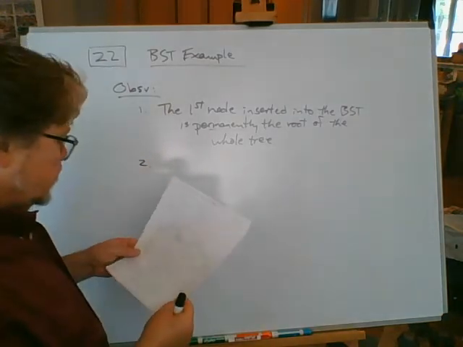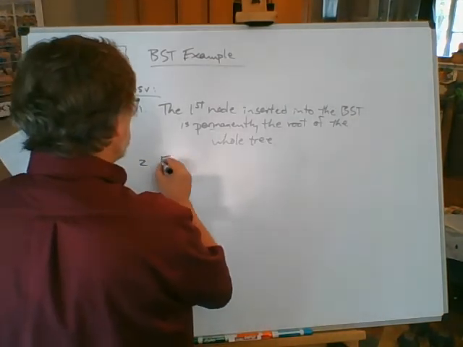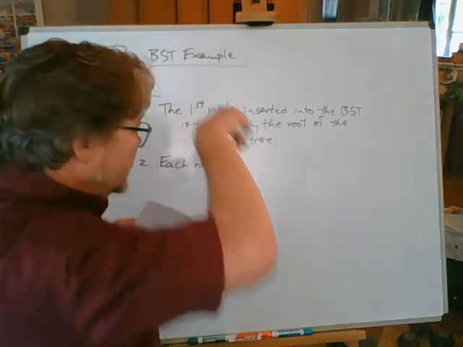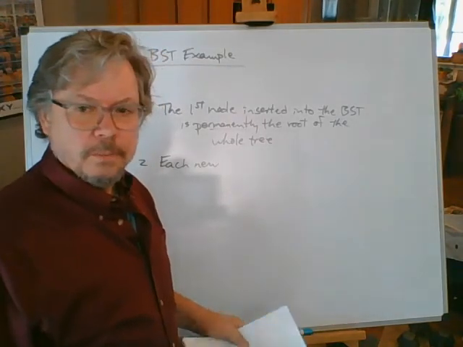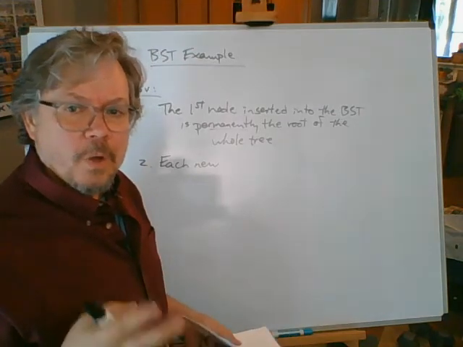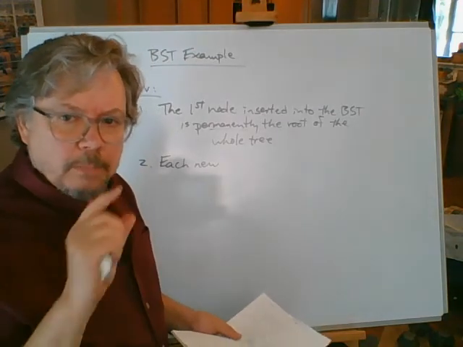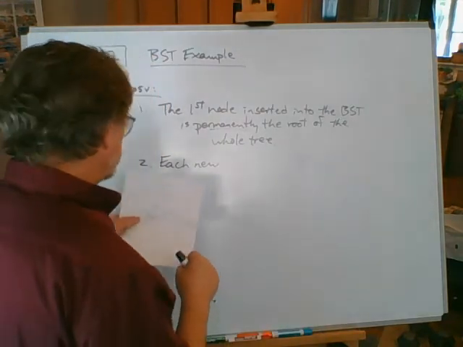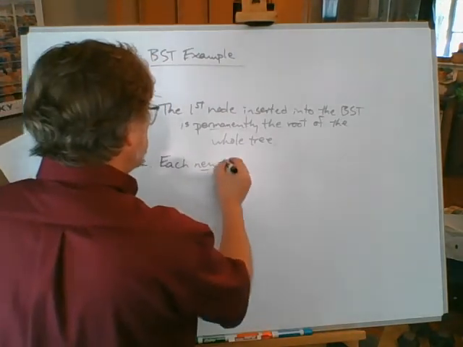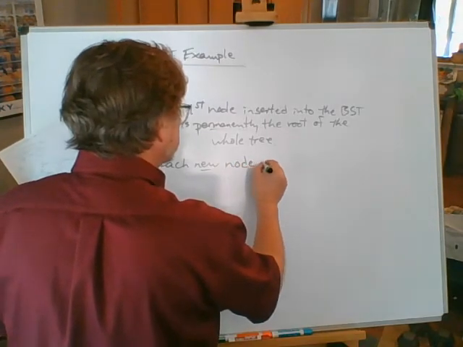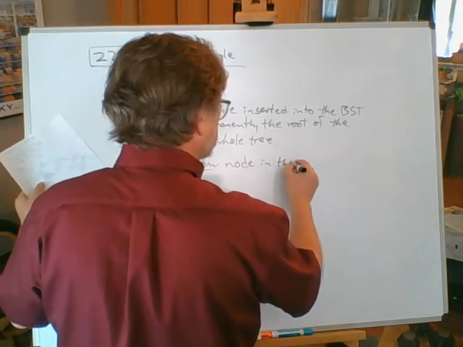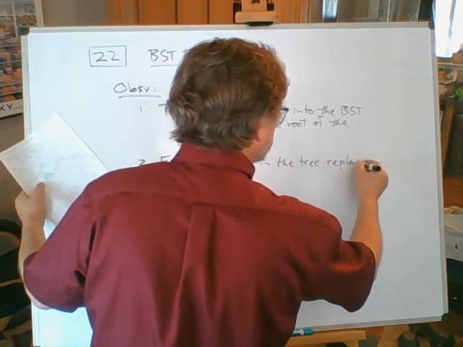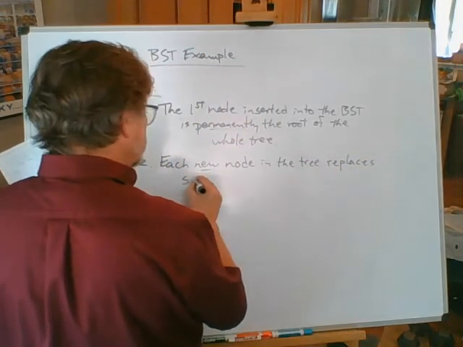Bullet point number 2. Each new node inserted in the tree. Oh, darn it. I forgot to go back and put all the little squares across the bottom. You can do that. All the unused left and right child pointers should be pointing at one of those little squares representing an external node. This note is what reminded me of that. Each new node in the tree replaces some external node at the bottom of the tree.